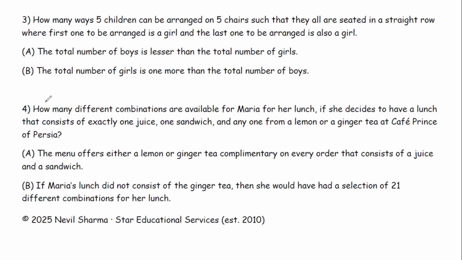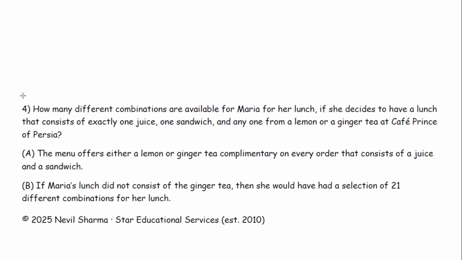Fourth one. How many different combinations are available for Maria for her lunch if she decides to have a lunch that consists exactly of one juice, one sandwich, and any one from a lemon or a ginger tea? So there are 2 tea options, lemon or ginger tea. Correct? So they'll become 2, right? From Cafe Prince of Persia.